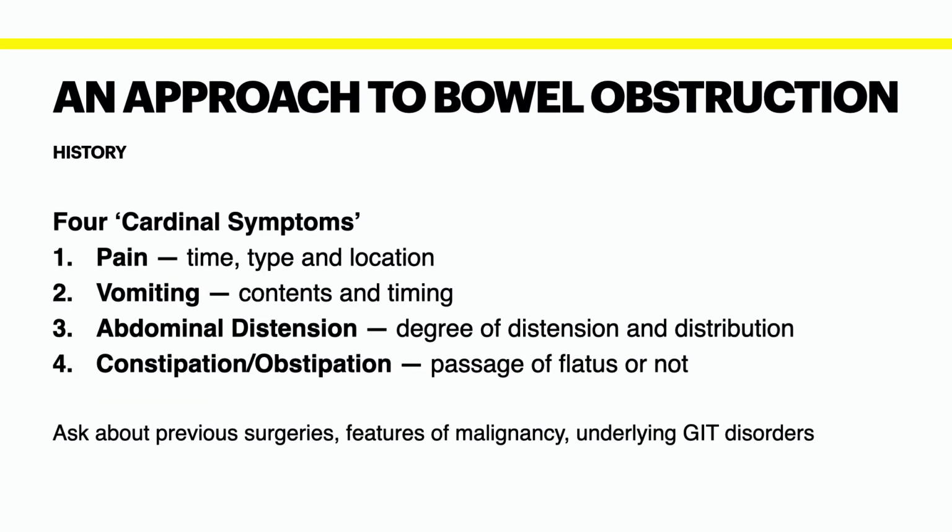When taking a history from a patient that you suspect to have bowel obstruction, look out for the 4 cardinal symptoms of bowel obstruction. The first one is pain. In a complete obstruction, the pain will be constant and sharp. If there's strangulation of a hernia or part of bowel, the pain will be severe and constant. In a volvulus, the pain will be sudden and severe, and in a paralytic ileus, there will be no pain involved at all. Although obstructed, an ileus is typically not painful.